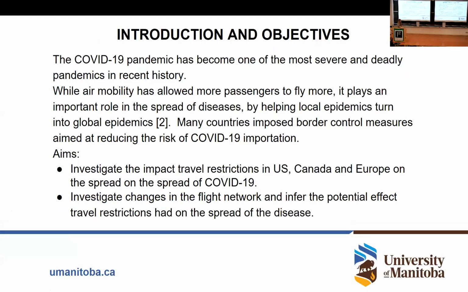As we know, the 2019 global pandemic has become one of the most severe pandemics in recent history. While air mobility allows more passengers to fly to more and remote destinations, it also plays an important role in helping local epidemics turn into global pandemics. We observed this phenomenon for influenza, MERS, SARS, and Ebola.